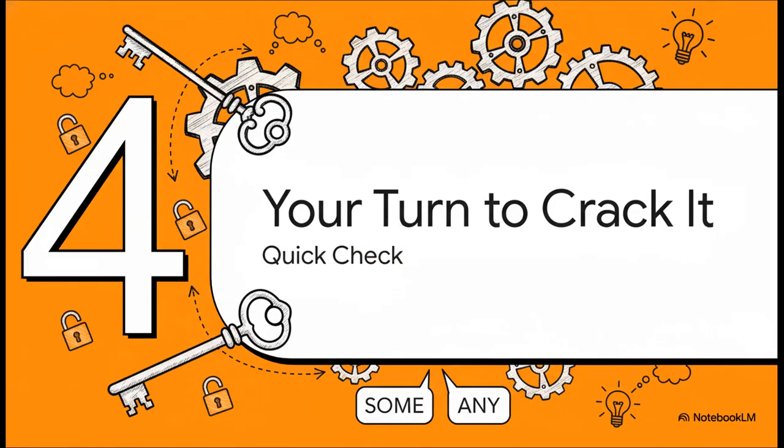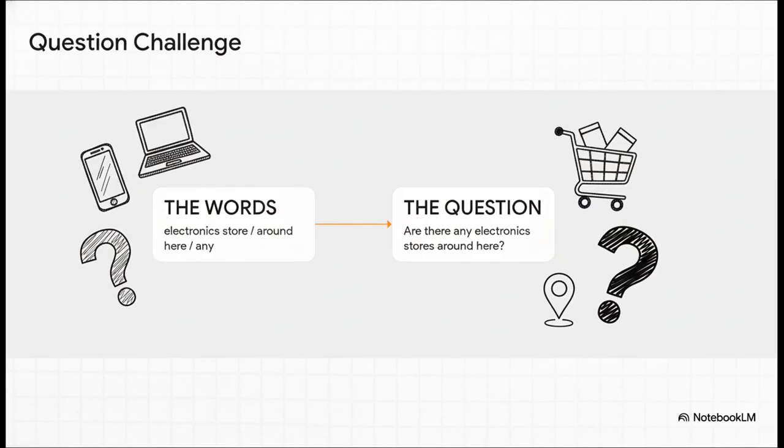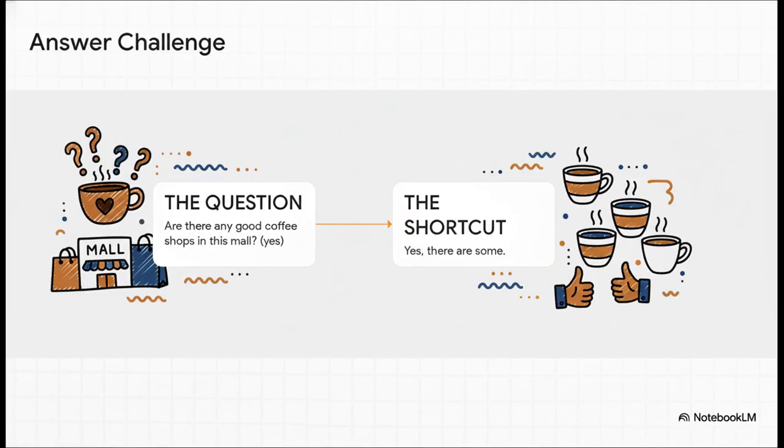All right, you have seen the rules, you've learned the shortcuts, now it is your turn to be the code breaker. Let's do a really quick check and see if you've got this down. Okay, look at these words on the screen. How would you unscramble them to make a proper question? Take a second. You got it? The correct question is, are there any electronics stores around here? Nice one.